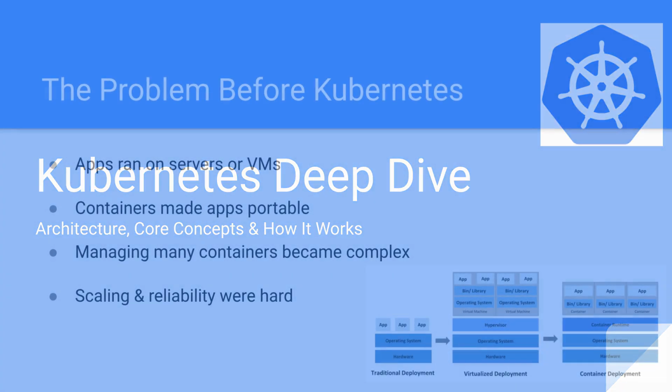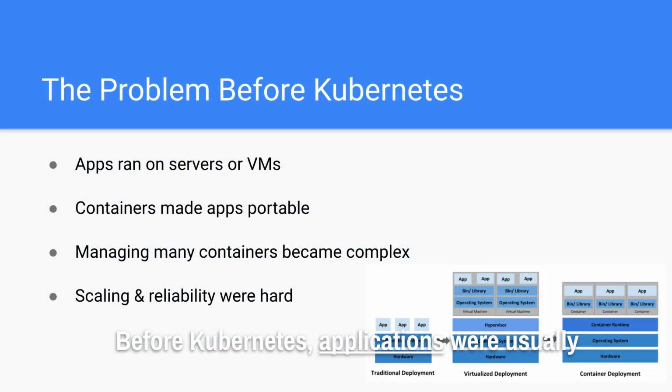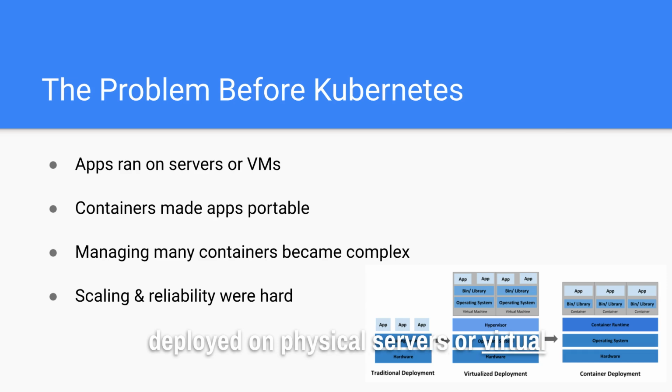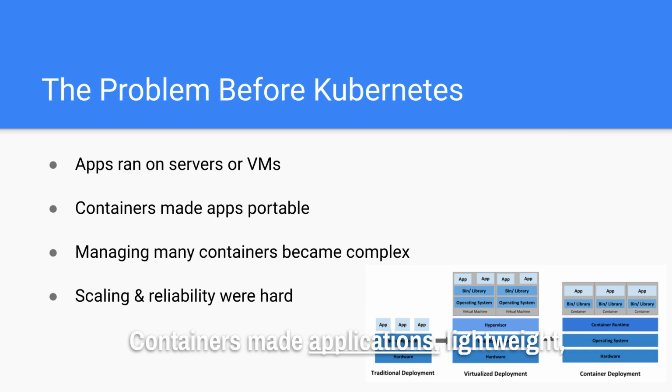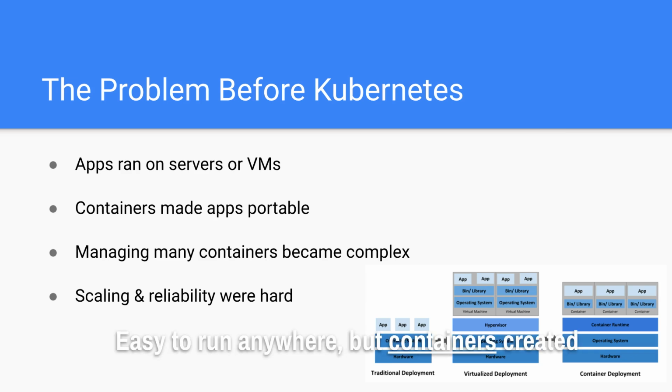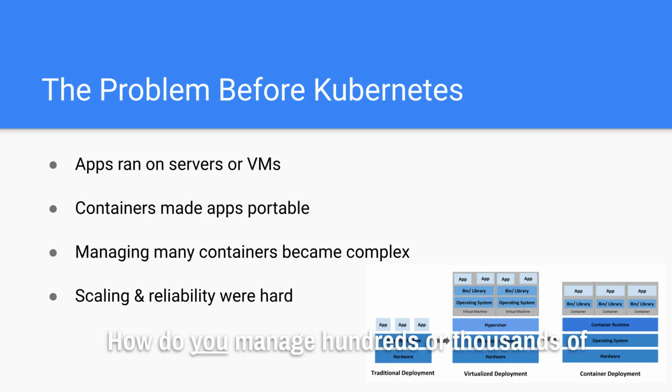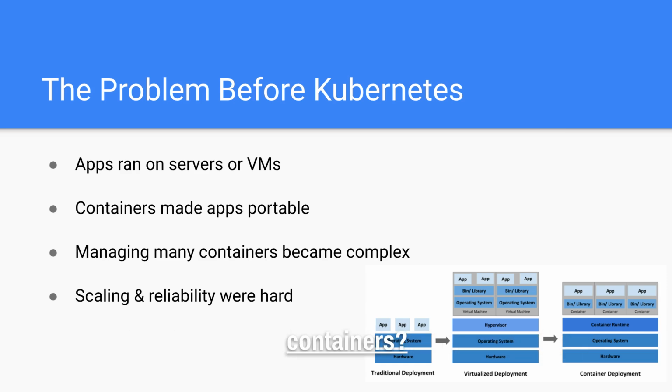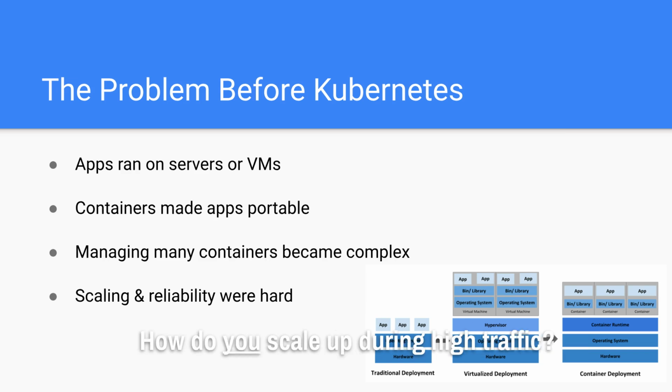Let's get started. Before Kubernetes, applications were usually deployed on physical servers or virtual machines. Then came containers, like Docker. Containers made applications lightweight, portable, and easy to run anywhere. But containers created new problems. How do you manage hundreds or thousands of containers? What if a container crashes? How do you scale up during high traffic? How do containers talk to each other? That's where Kubernetes comes in.